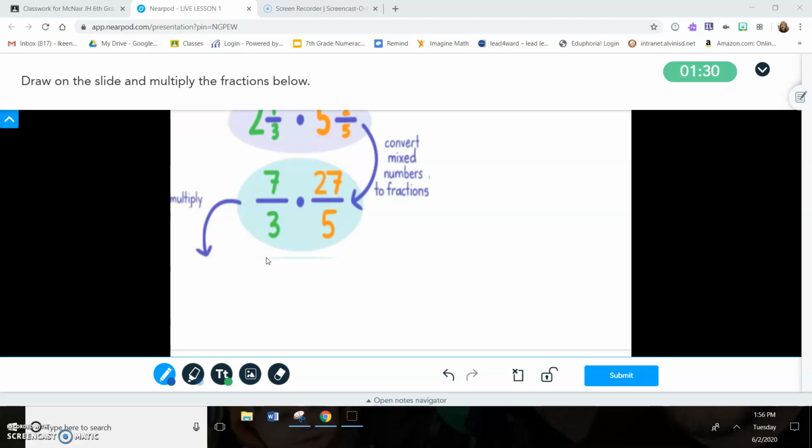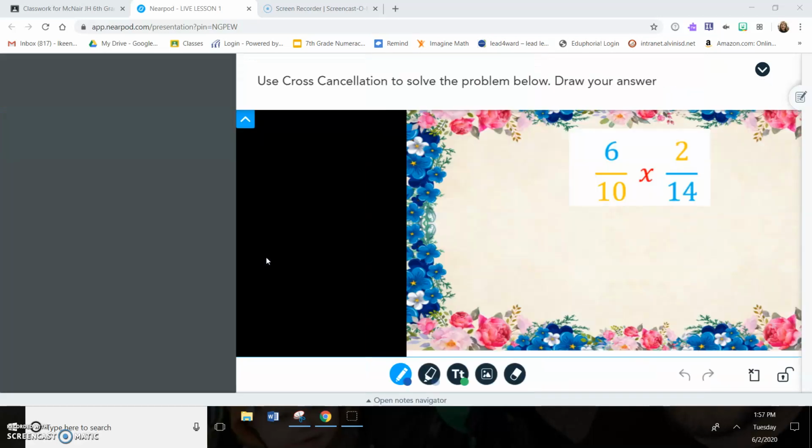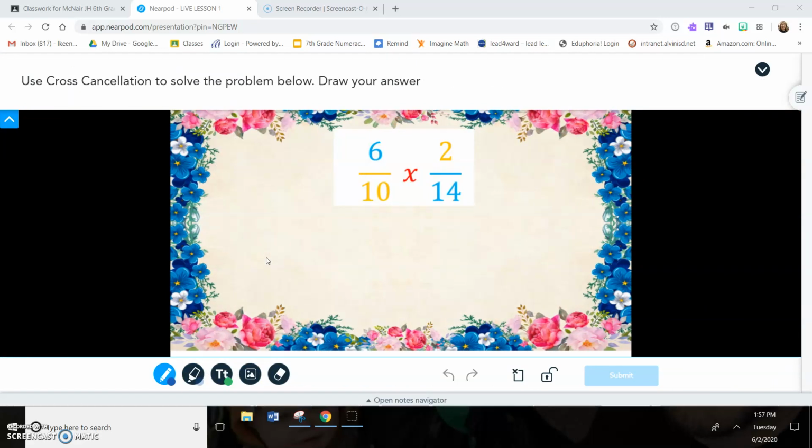So I would end up with the fraction 189/15 as my improper fraction. In a second, we're going to talk about how to make those numbers a little bit smaller. We can use cross cancellation to solve the problem below.